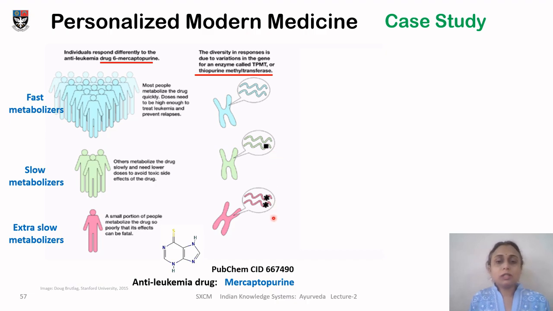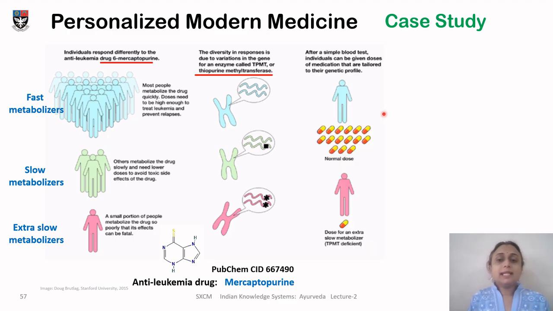In the case of ultra slow metabolizers, both the copies of this gene, which gives rise to this protein, thiopurine methyltransferase, are inactive, they are mutated, and therefore the protein itself is mutated, and that is why these individuals cannot metabolize this particular drug. Having known this genetic makeup, we can tailor the drug dosage to fast versus slow versus ultra slow metabolizers. So for fast metabolizers, we can prescribe a higher and more frequent dosage, whereas for an ultra slow metabolizer, we would prescribe lower amounts of the drug and also at lower frequencies.